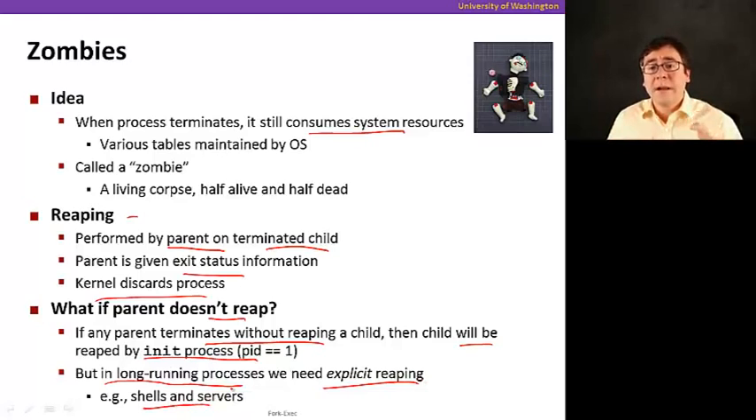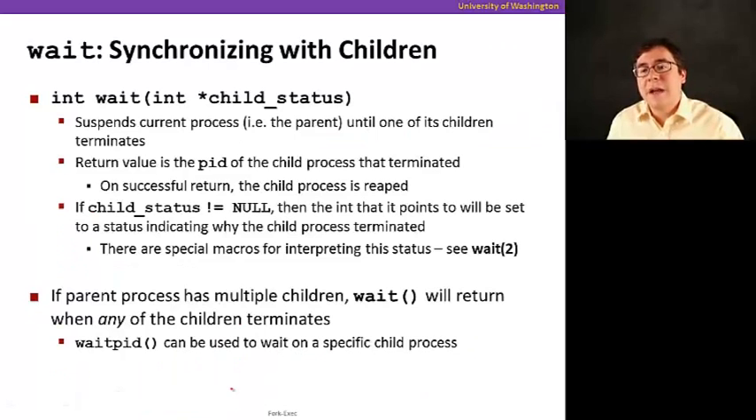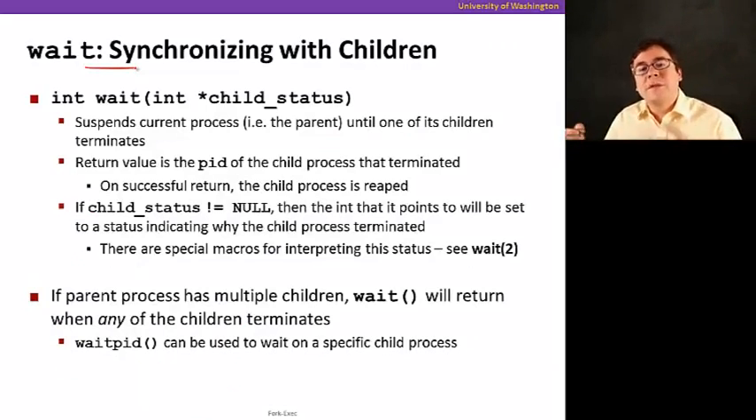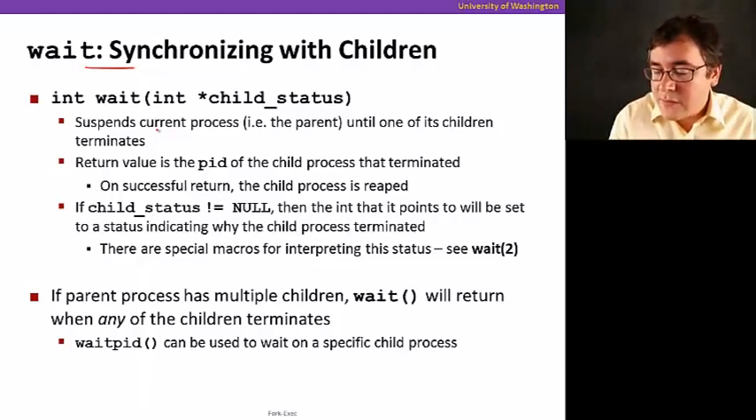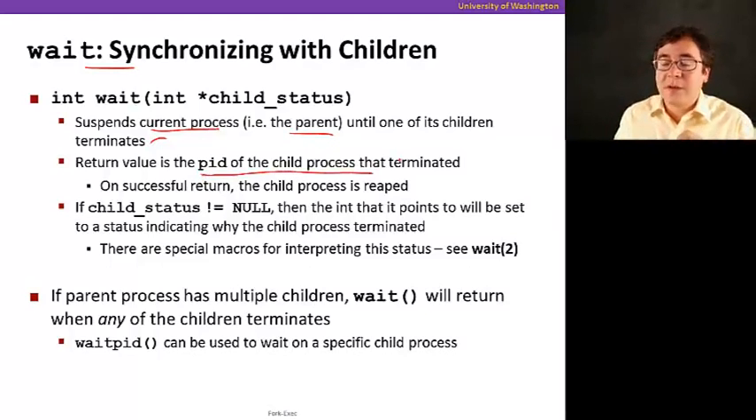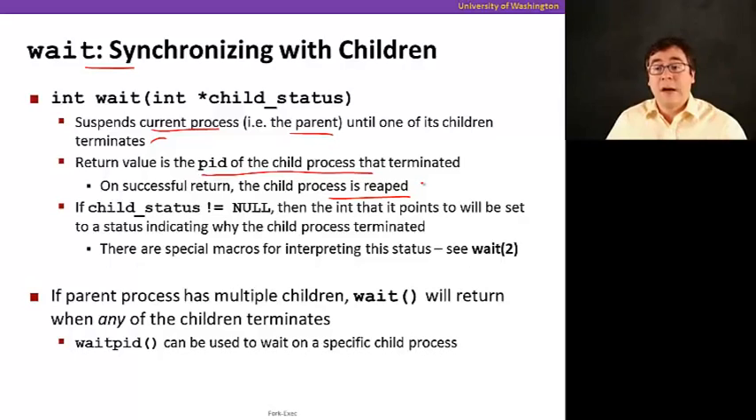All right. So now that we know what happens when a process dies, let's see how we use that for synchronization. There's a function called wait that's used to synchronize with child processes. When you call wait, it suspends the current process, for example the parent, until one of its children terminates. The return value is the PID of the child process that terminated, because a parent could have multiple children it's waiting on. On successful return, the child process is then reaped.